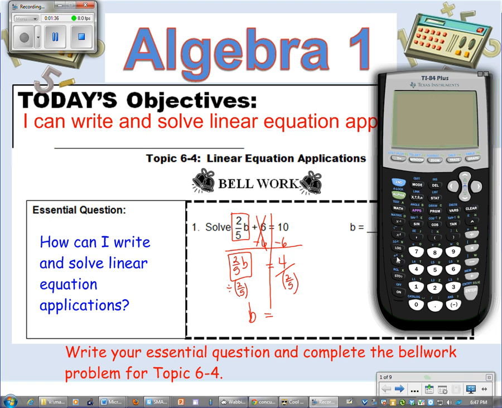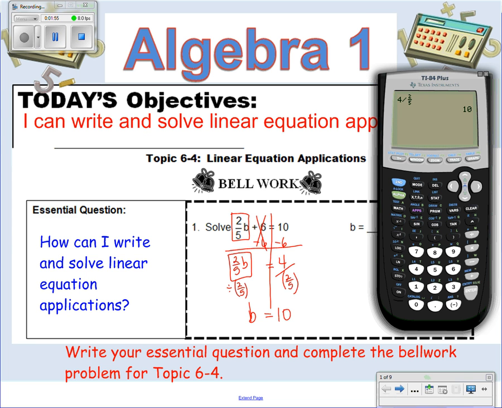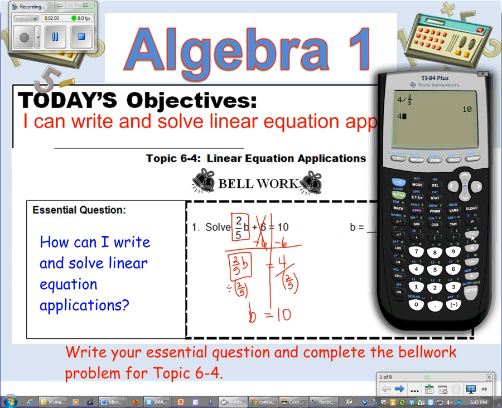So in our calculator, we're going to type in 4 divided by, if you remember how to put the fraction in, that's the alpha and the y. Choose number 1, and we're dividing by 2/5. That gives us a total of 10. If you forget how to use the alpha button, then we could have typed in 4 divided by, in parentheses, 2 divided by 5, and it should give us the exact same answer.